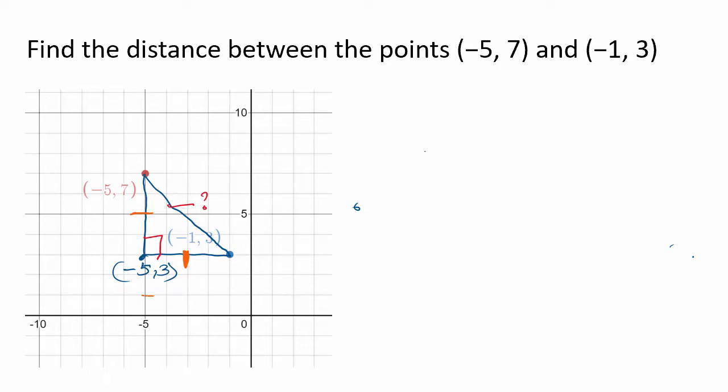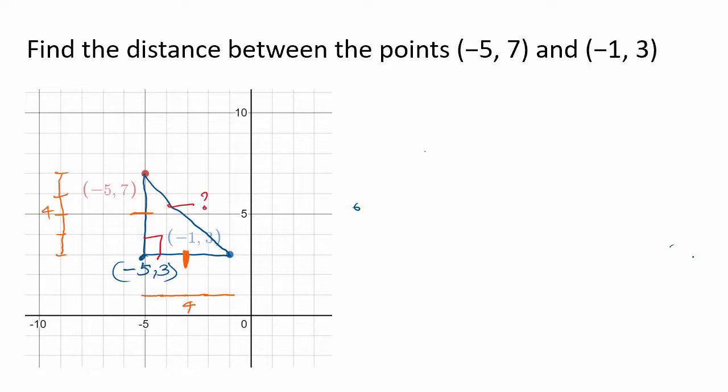Let's count: 1, 2, 3, 4. So this is 4 units. And what is the distance here? 1, 2, 3, 4 units. So both sides are 4 and 4.